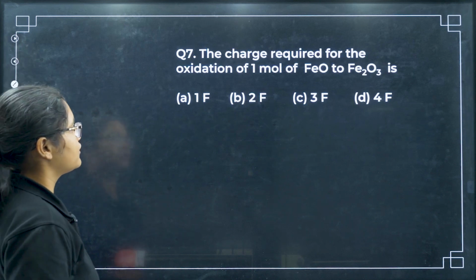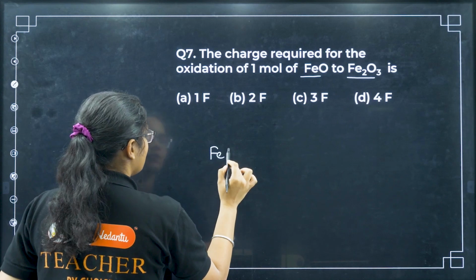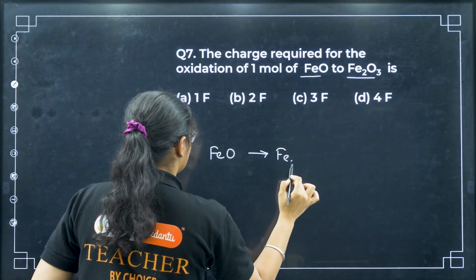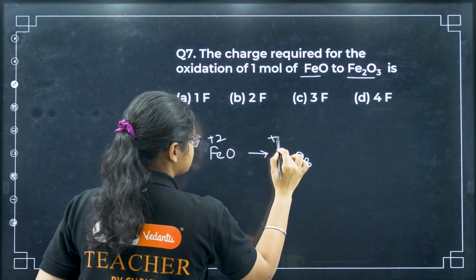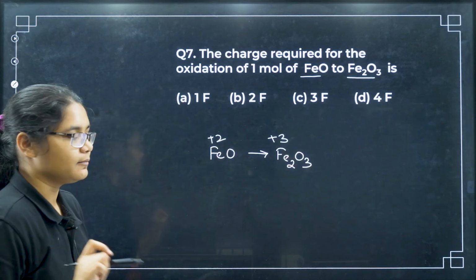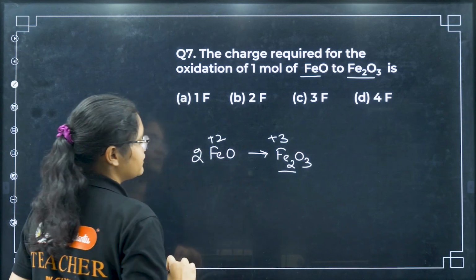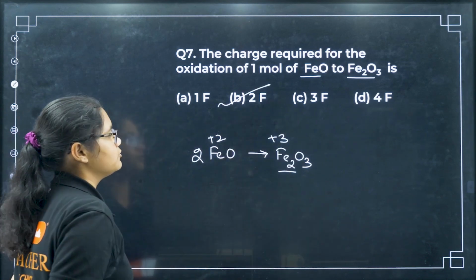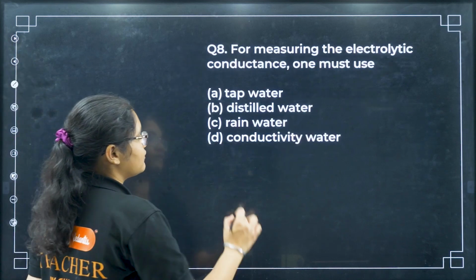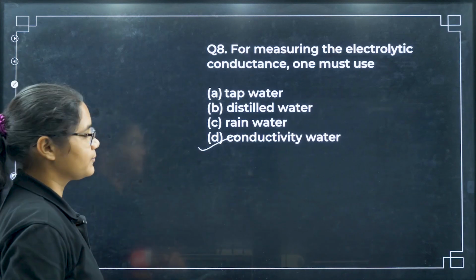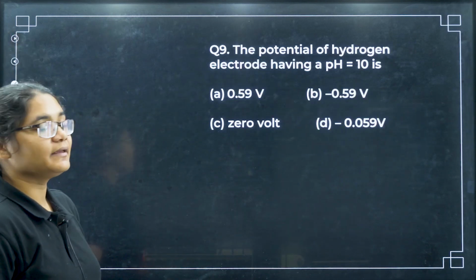The charge required for the oxidation of 1 mole of FeO to Fe2O3. So if you see here FeO, Fe2O3, I have here charge is plus 2, here the charge is plus 3. You require 1 Faraday, but here I have Fe2O3, means 2 times Fe is there. So this also will be 2. So it will be 2 Faraday, option number B. Next, for measuring the electrolytic conductance, one must use conductivity water. Okay. The potential of hydrogen electrode having a pH equal to 10.